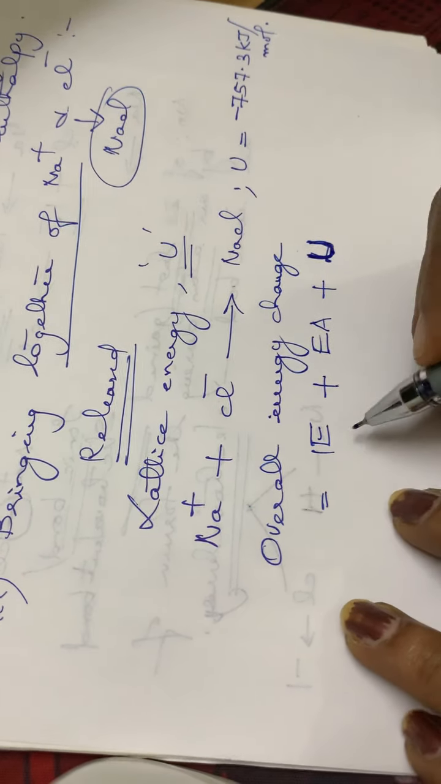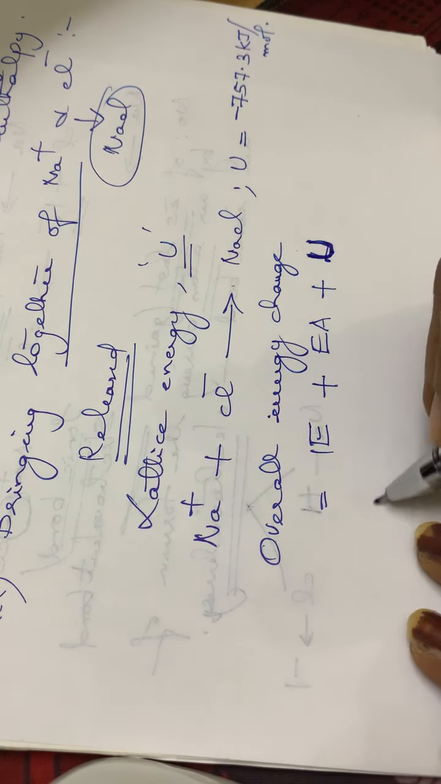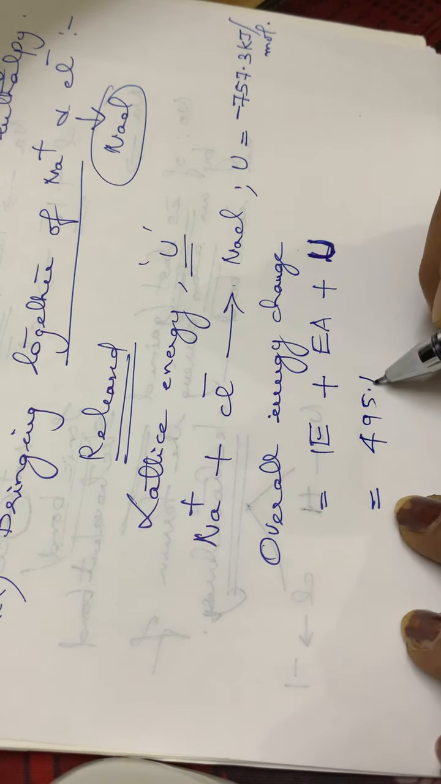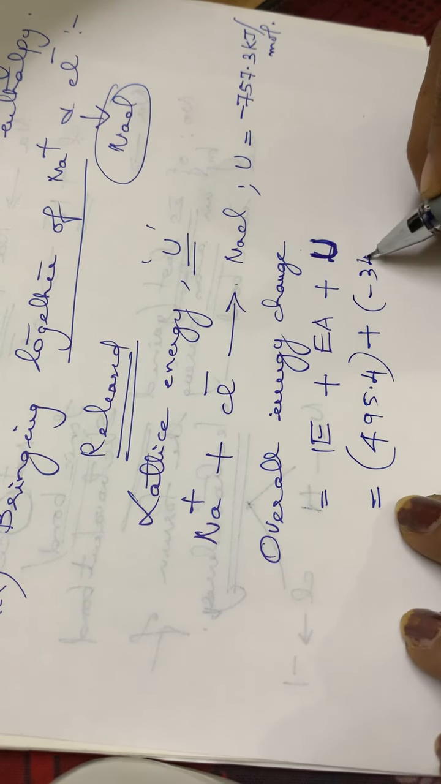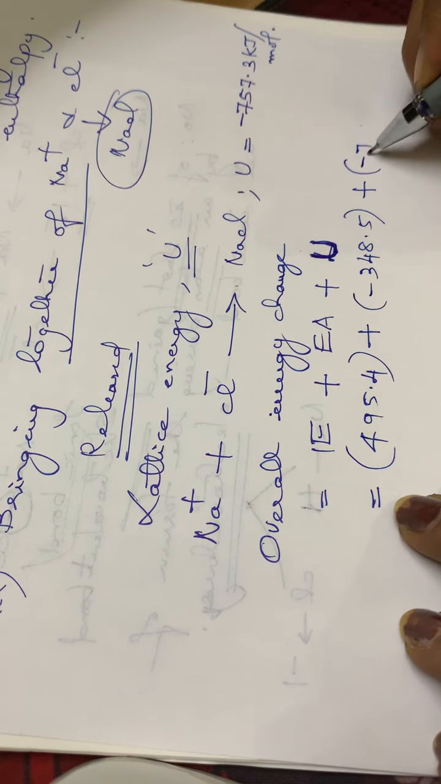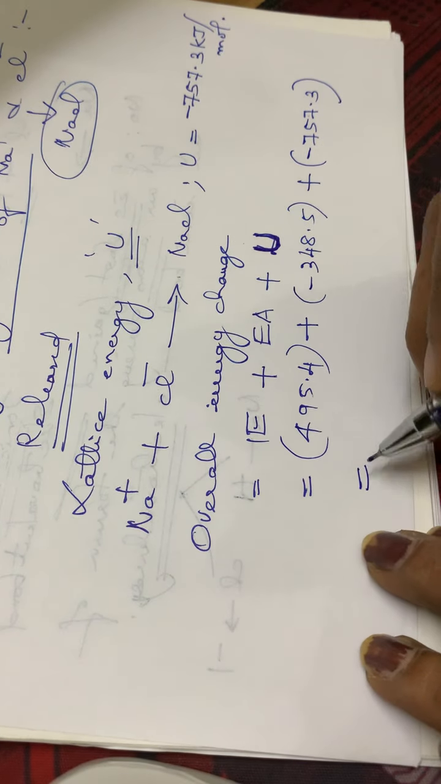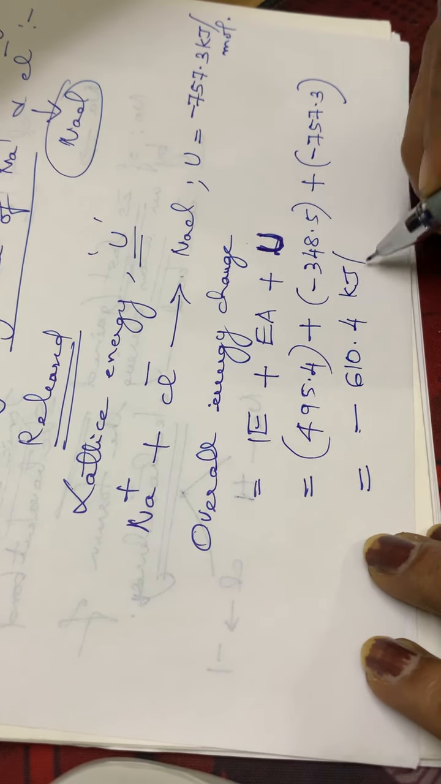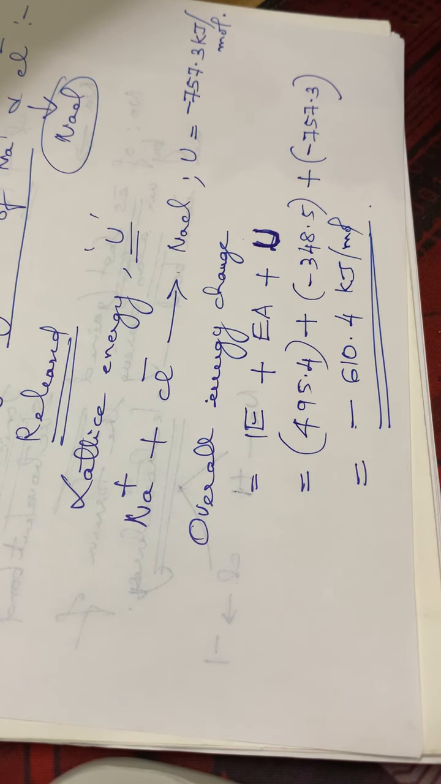Okay. So the overall energy change will be ionization energy plus electron affinity plus lattice energy, and we can write the values also. See, the ionization energy, the value is 495.4 plus electron affinity, the value is minus 348.5 plus lattice energy U, that is equal to minus 757.3. Okay. So the overall energy change, it will be equal to minus 610.4 kilojoules per mole. You have to calculate the value, and the overall energy change will be minus 610.4.